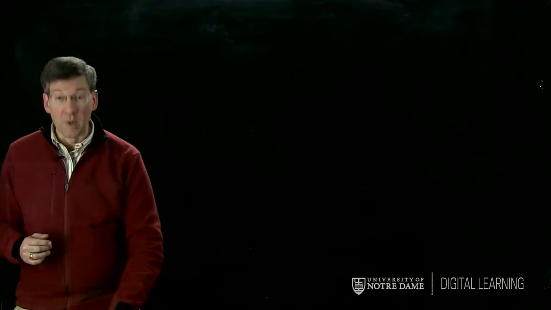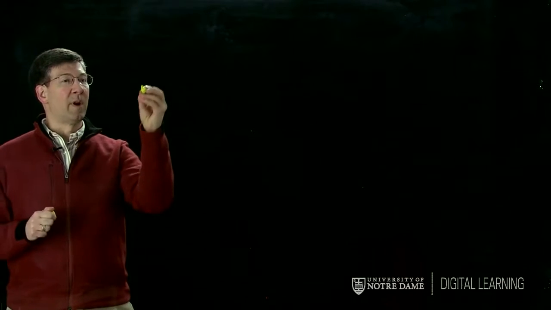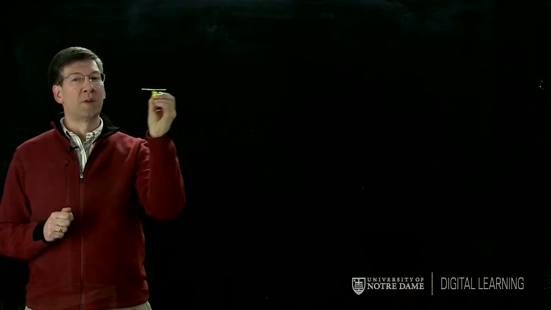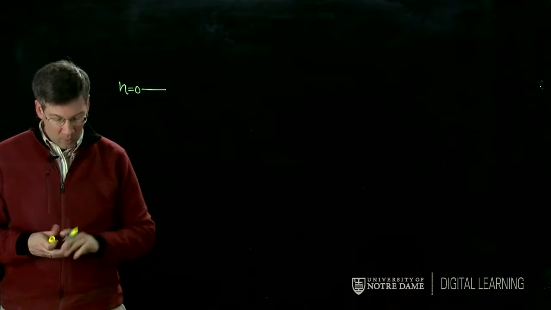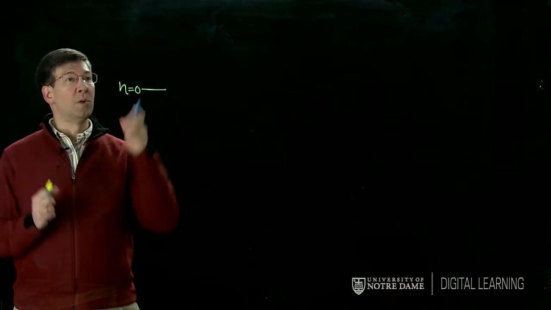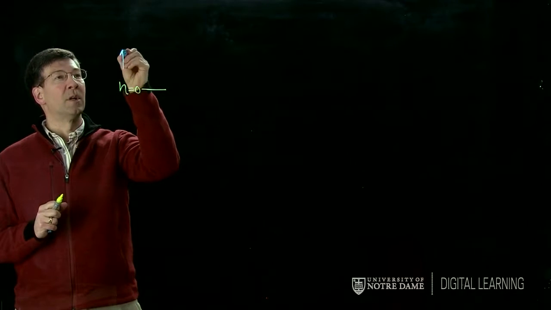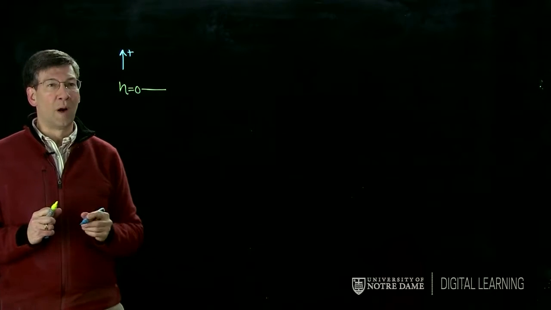The first thing that we need to do when we discuss these problems is to define a coordinate system. So let's say that we're starting here at some height equal to 0, and we're going to be traveling upward. Let's choose the positive direction in the vertical direction to be up like that.